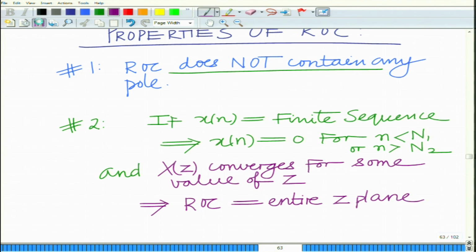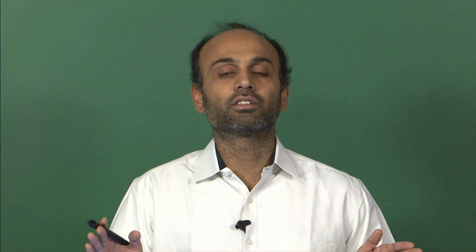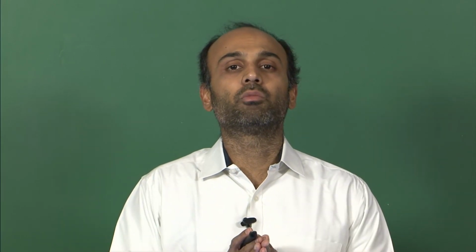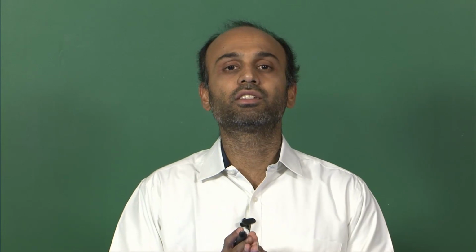So, the point is that if you have a finite sequence, that is, the sequence is not infinite, it exists only in a finite interval n1 to n2, that is 0 if n is less than n1 or 0 if n is greater than n2, and it is non-zero only in this interval, then the z transform of that signal exists everywhere on the z plane if it converges for a single point. If it converges for any single point, it exists everywhere on the z plane, that is, the entire z plane. Okay.